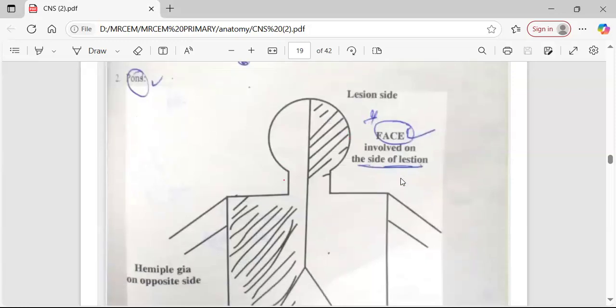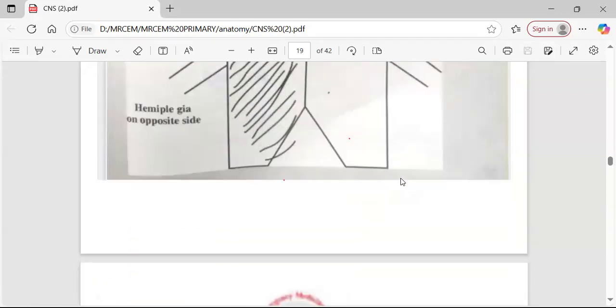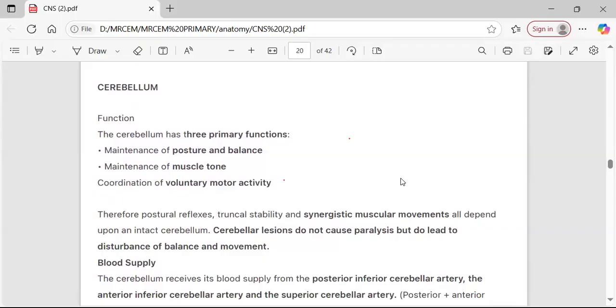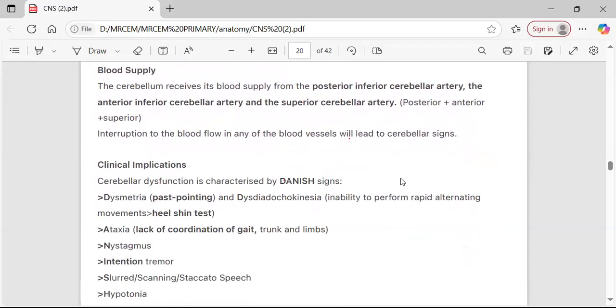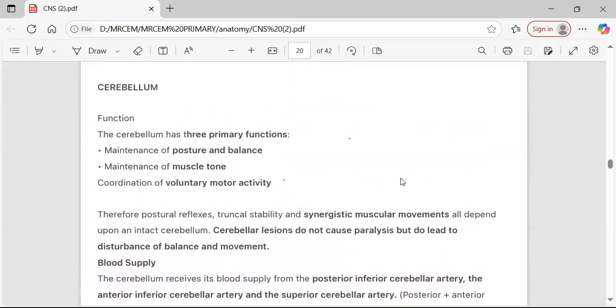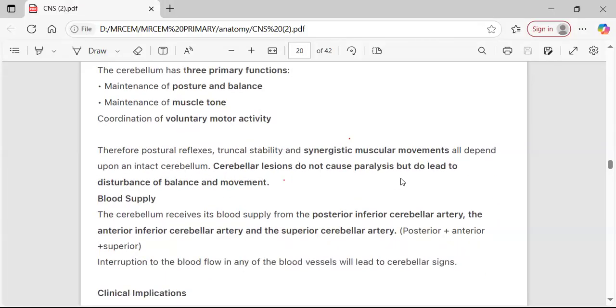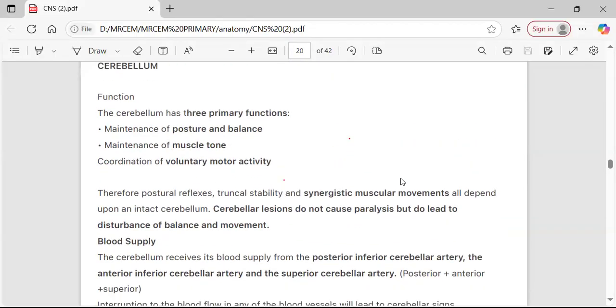Then is the pons, facial involvement, lesion, hemiplegia, cerebellum. So that is the cerebellum. Always remember the functions of the cerebellum: maintenance of posture and balance, maintenance of muscle tone, and coordination of voluntary motor activity. So if there is an issue with the cerebellum, there will be an issue with balance and movements.